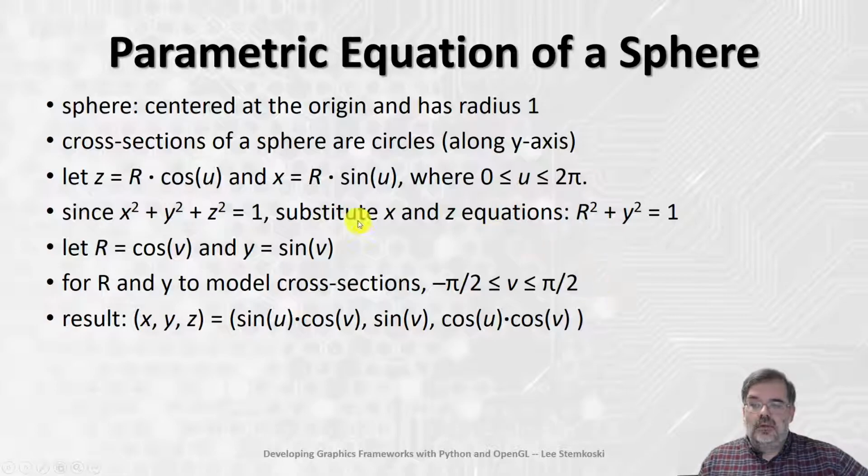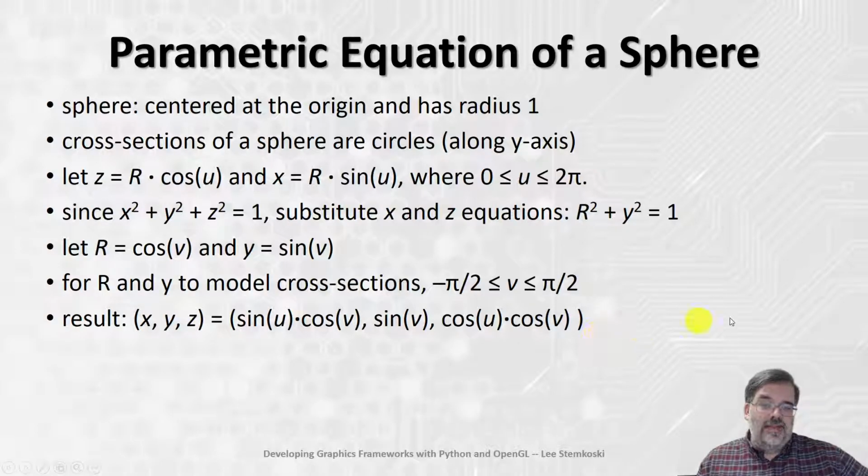So, well, what do we know? We know what x is. X is r times sine u, but we know what r is. R is cosine v. So putting those two things together, we know that x is equal to sine u times cosine v. Y is just sine v. And z, well, that's r times cosine u, but again, we know r is cosine v. So cosine u times cosine v, that occupies the z position. And that is the function for the surface of a sphere.